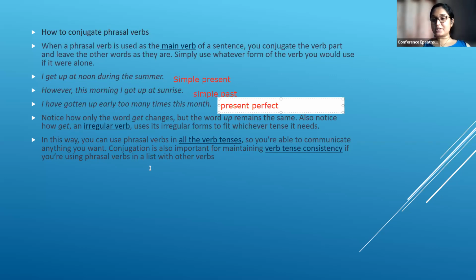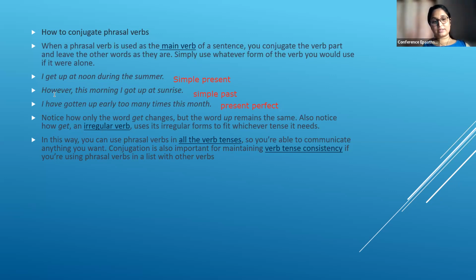So we have also discussed these kinds of tenses in this class. Notice how only the word get changes according to the tense, but the word up remains the same. Also notice how get, an irregular verb, uses its irregular forms to fit whichever tense it needs. In this way, you can use phrasal verbs in all the verb tenses, so you are able to communicate anything you want.